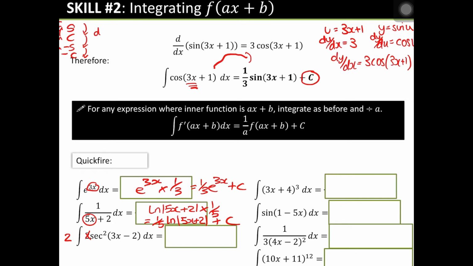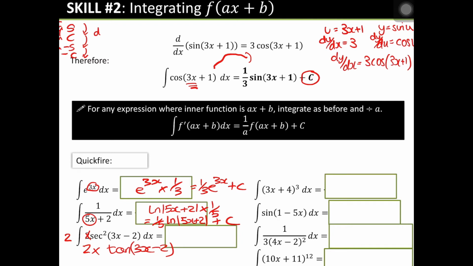Okay, well, sec squared, we should know from the ones that you did yesterday. And we know that these are in the formula book. Sec squared will become tan when we integrate it. So what we end up with is 2 times tan of 3x minus 2, because our sec squared expression becomes tan.